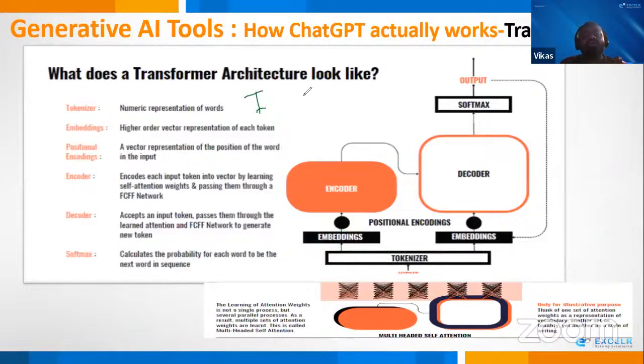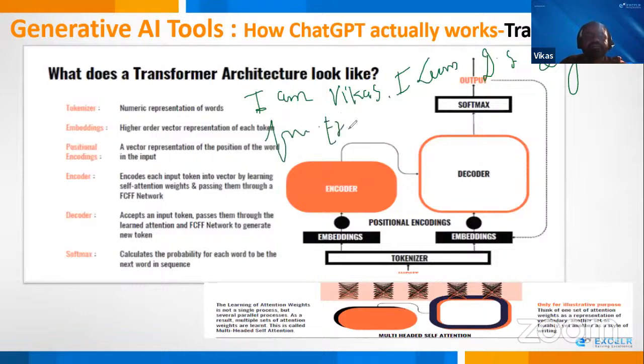If I am saying, "I am Vikas, okay, and I learn data science and generative AI from XLR." Okay, now guys, if I want to translate this sentence, why is position important? Let me try to explain.